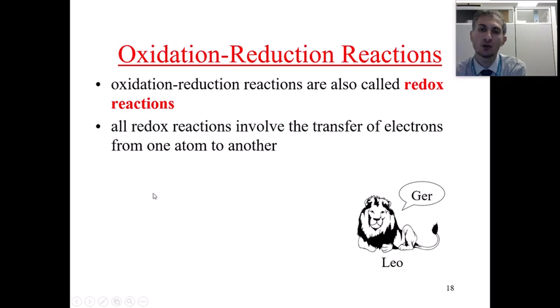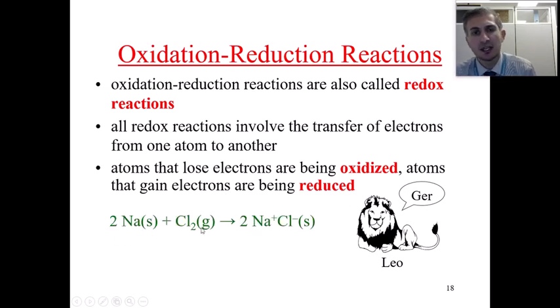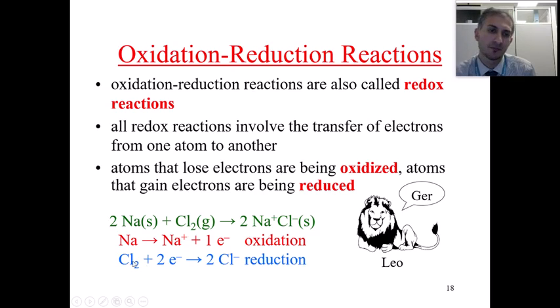So I'm going to talk about this. Whenever one atom loses electrons, we call it oxidized. Whenever one atom gains electrons, we call it reduced. Let's see what that means. Look at these examples. Na gives us Na+.